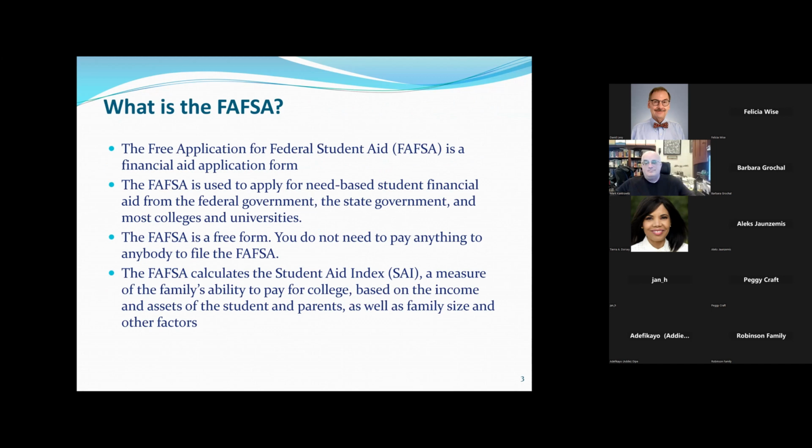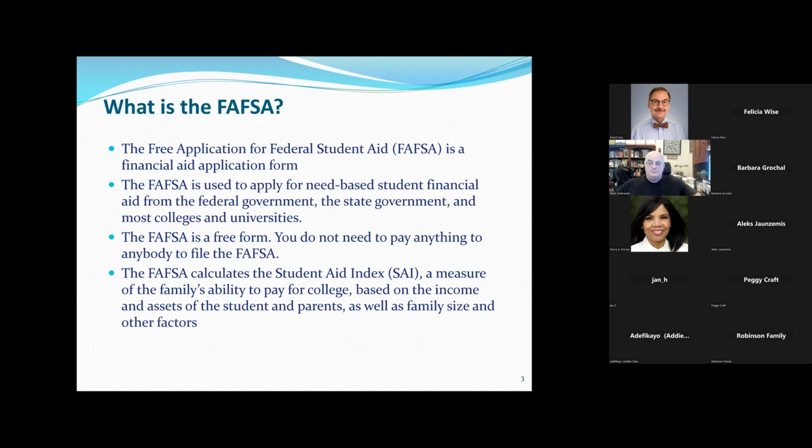Undergraduate and graduate students should file the free application for federal student aid, or the FAFSA, to apply for financial aid from the federal and state governments and most colleges. The Student Aid Index, or SAI, previously known as the Expected Family Contribution, or EFC, is a measure of the family's financial strength and is calculated using the financial and demographic information reported on the FAFSA.